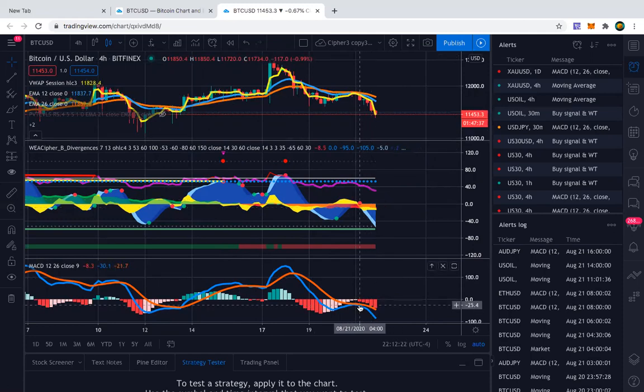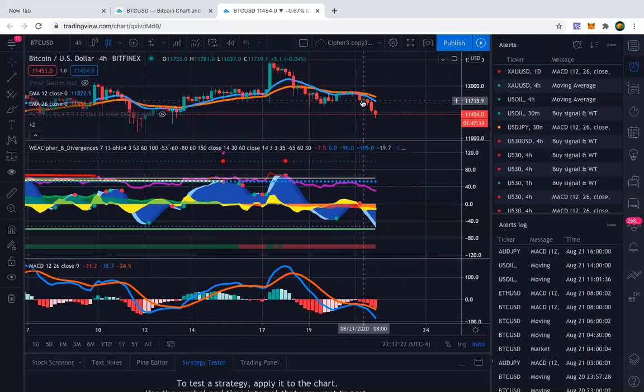If you look at the MACD, it's doing the same thing as the 12 and 26. They don't always do the same thing all the time, even though they're the same settings, but they're doing the same thing there. And it was a big sell from 11.8 to 11.3. It's a big sell.